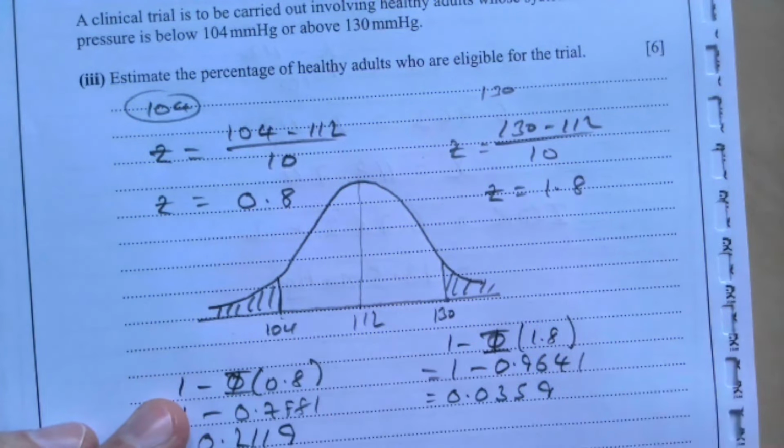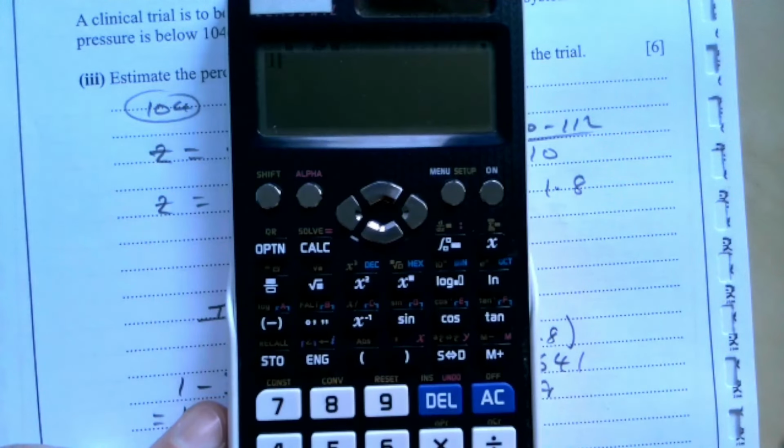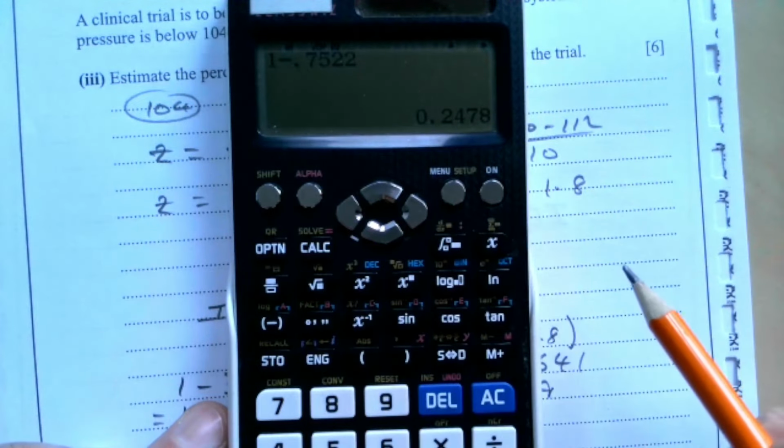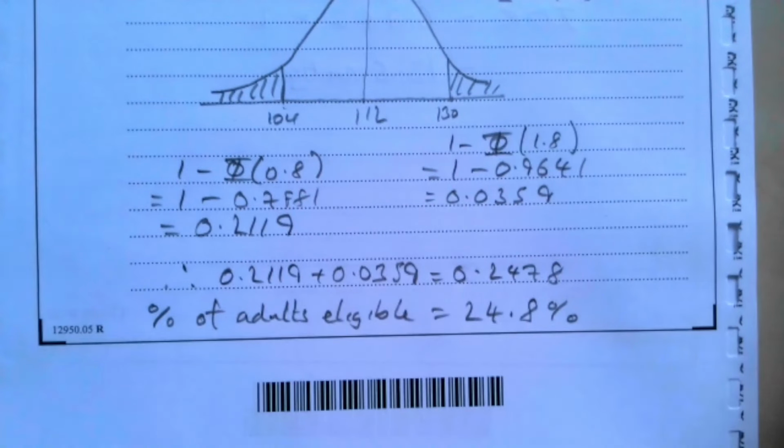So what we would need to do then is subtract that from 1, because it's worked out in between 104 and 130. So if I go back into the regular calculator and do 1 minus 0.7522, I get, of course, 24.8 again. And that's another way of us working out 24.8%, and is the correct answer.